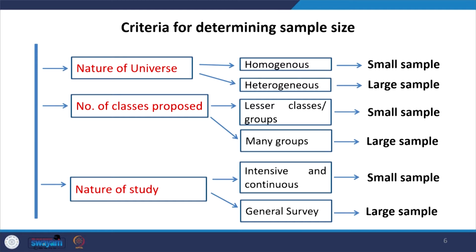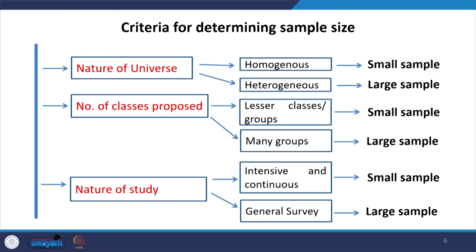Coming to the number of classes proposed, fewer groups or fewer classes as compared to many groups. Okay. If there are many groups, then many samples should be taken or large samples should be taken. When there are smaller or fewer groups, you are supposed to take a smaller number of samples.